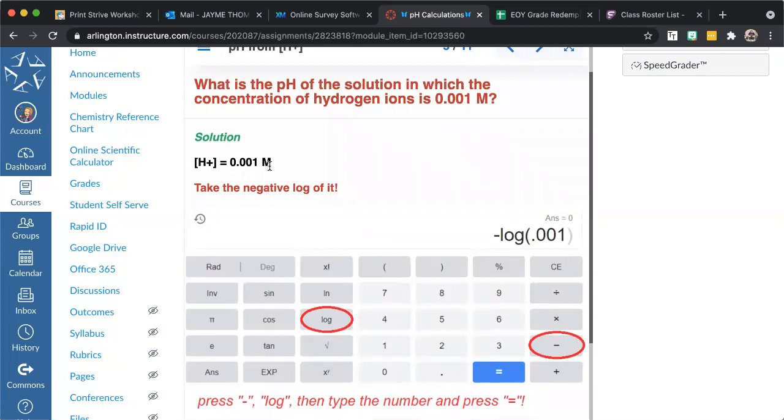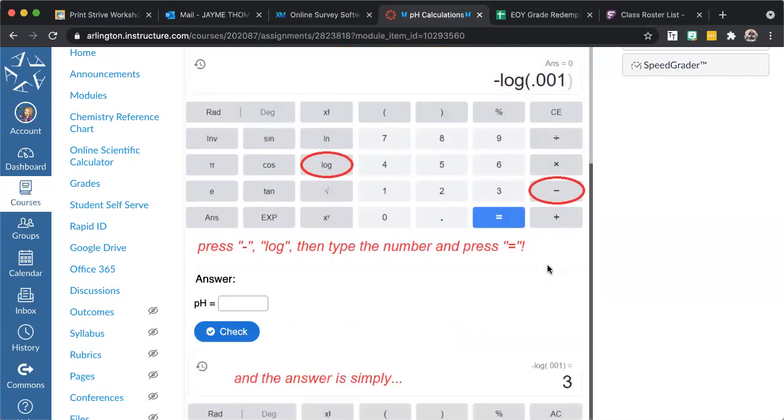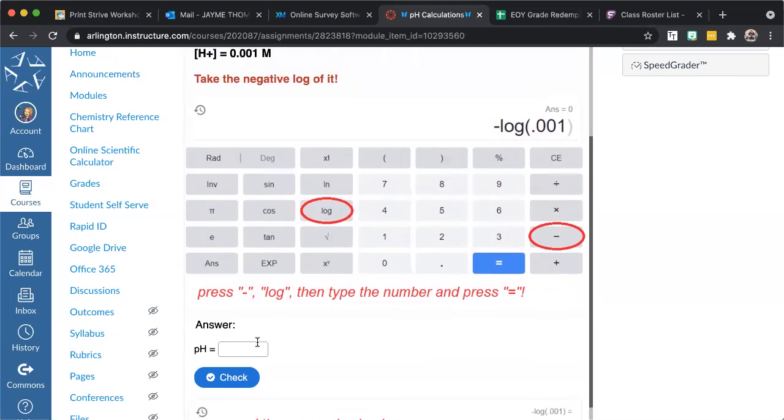So all you have to do is take the negative log of that. So in your calculator, you would type negative. Be careful if you have your own scientific calculator. Some of them have a specific negative sign button and you don't use the subtraction button. So depending on what calculator you use, make sure you're doing that correctly. On this one online from Google, you just use the subtraction button. But negative, and then you would type the log button, and then after that, you're going to type in your concentration. So this one was 0.001, and then when you hit enter, it will give you the answer.